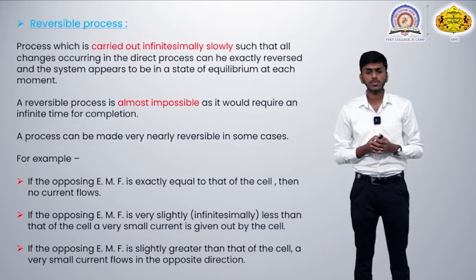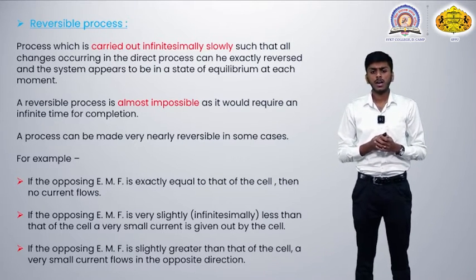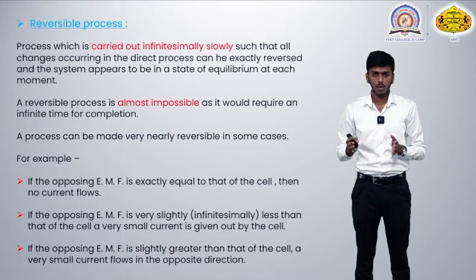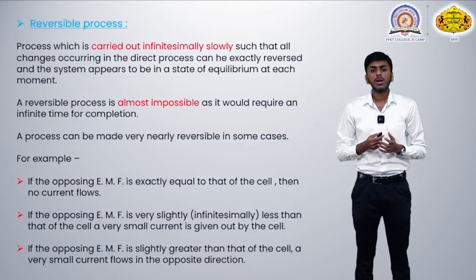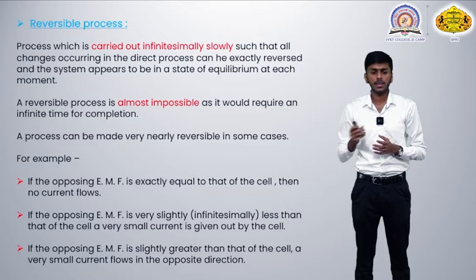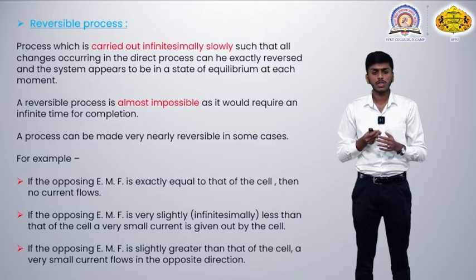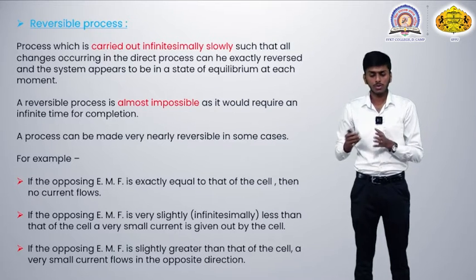For example, if the opposing electromotive force is exactly equal to that of the cell, then no current flows in the electric circuit. If the opposing EMF is very slightly less than that of the cell, a very small current is given out by the cell. Exactly opposite, if the opposing EMF is slightly greater than that of the cell, a very small current flows but in the opposite direction.